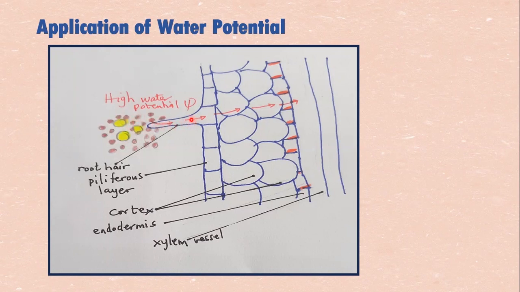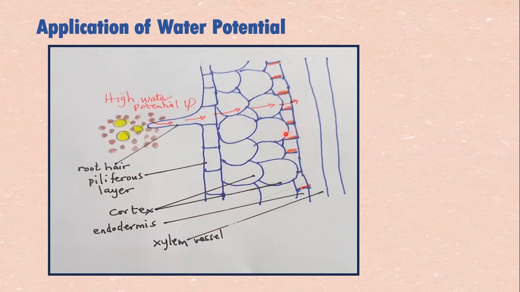The water moves here, and the water molecules in this cell will be higher than in this cell. So more water will move from this area to this along the water potential gradient. And water will move from cell to cell along the water potential gradient. It gets into the endodermis, and then the water will finally get into the xylem, where it will be pulled up by the transpirational stream. So that is about water potential.